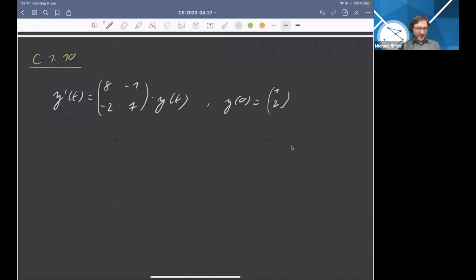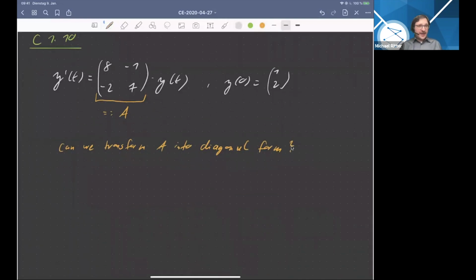So first thing we need to find out is: is this a system that we can decouple? If we're calling this the matrix A, then the question is, can we transform this matrix into diagonal form using a basis transformation? And if we can, then we use this to solve the original system. So let's go ahead. If we want to diagonalize this, then we first need to know the eigenvalues and the corresponding eigenvectors. So first thing we want to do is find the eigenvalues of A.